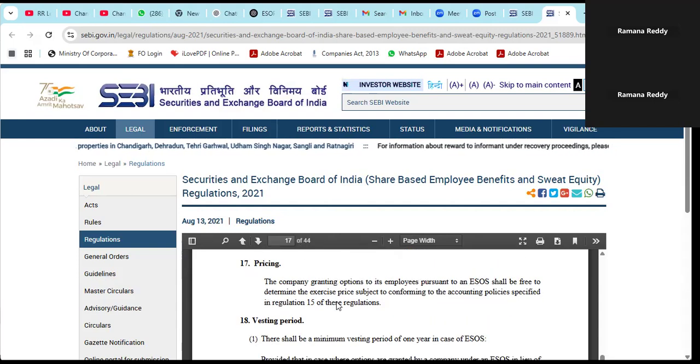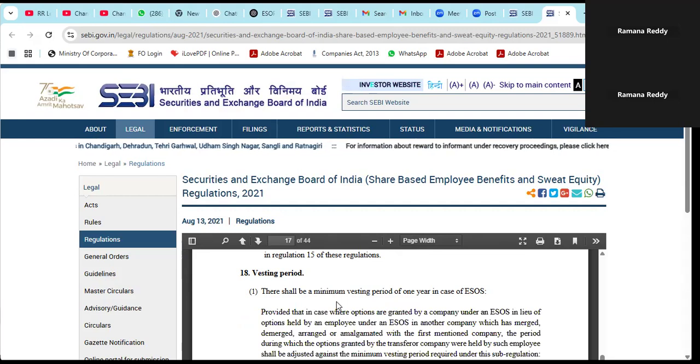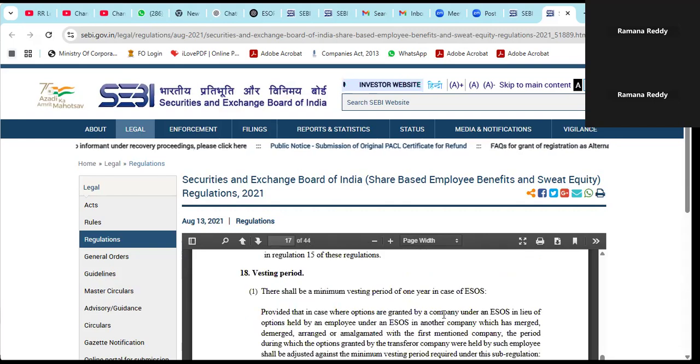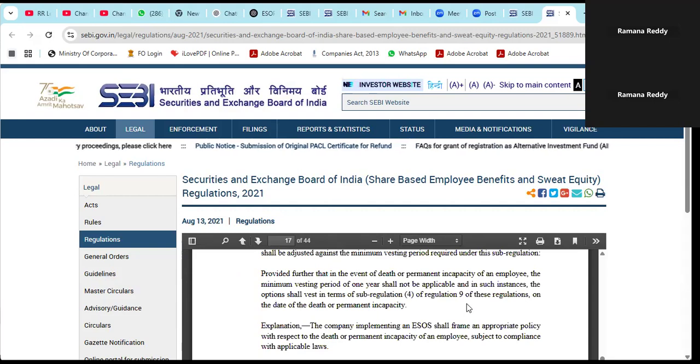Then the vesting period. The minimum vesting period is 1 year, and it is mandatory. Beyond 1 year, it is at the discretion of the company, the nomination and remuneration committee, that is the compensation committee. It may extend to 2, 3, 4 or 5 years, and every year in tranches of 25%, 20%, and so on, up to 100% can be divided over the tenure. This is the decision of the compensation committee, but the minimum vesting period of 1 year is mandatory. Accordingly, the policy has to be structured.